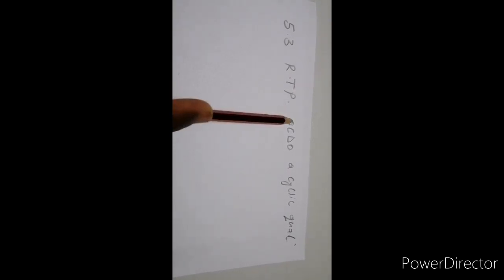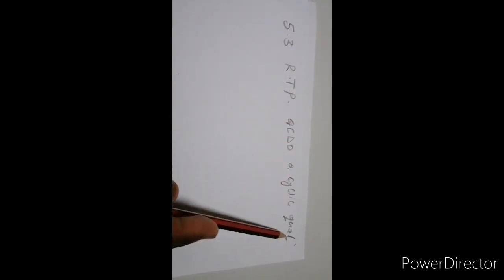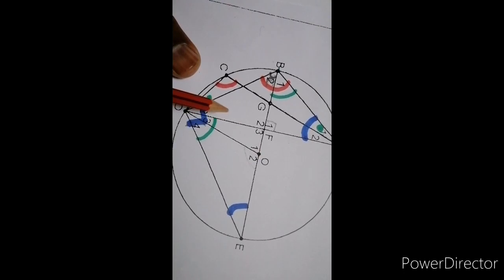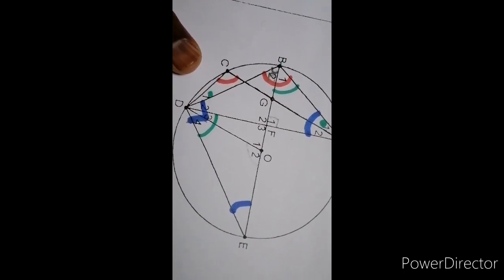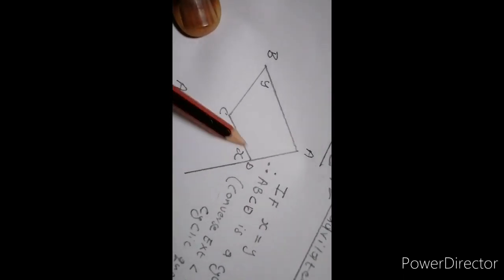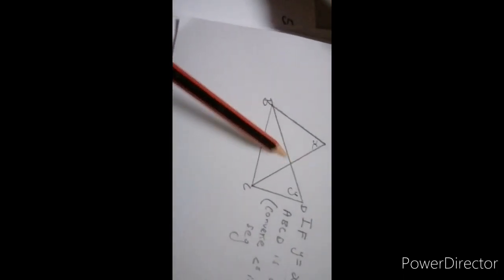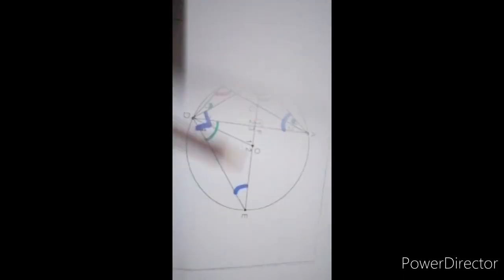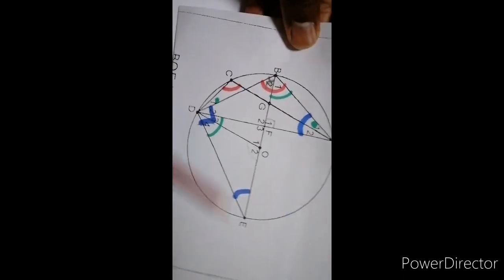Now let's prove GCDO is a cyclic quad. In the diagram here, you're going to think about which property can be satisfied. I think the first one or the second one can be satisfied, but the last one cannot be satisfied because we don't have a diagram of that nature.